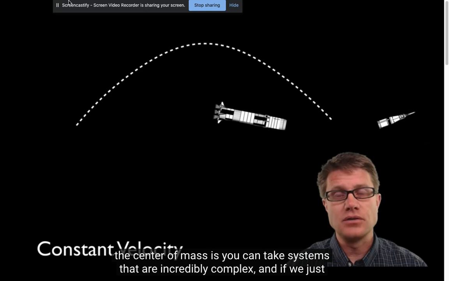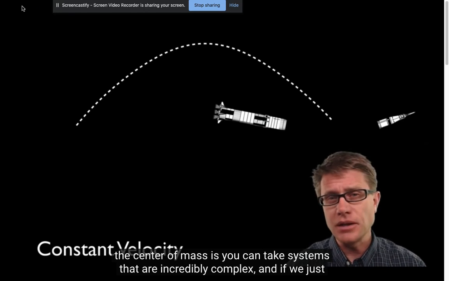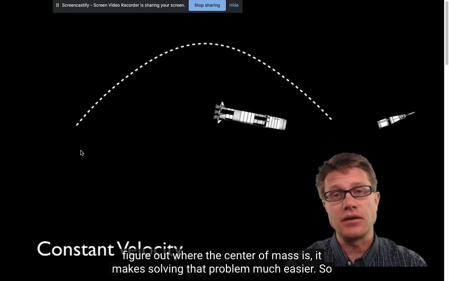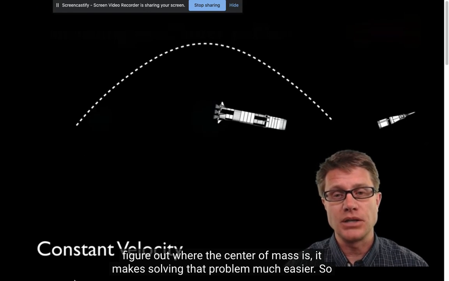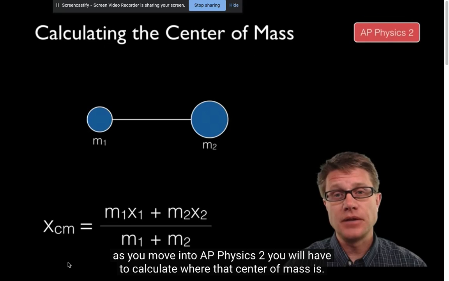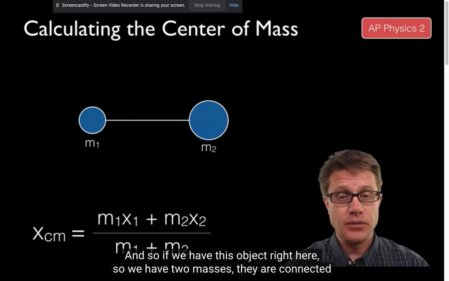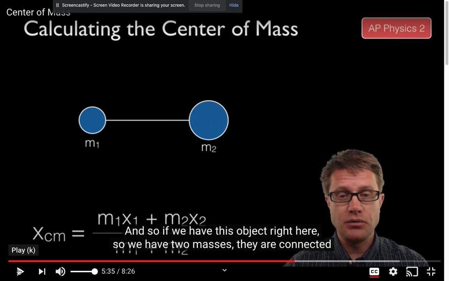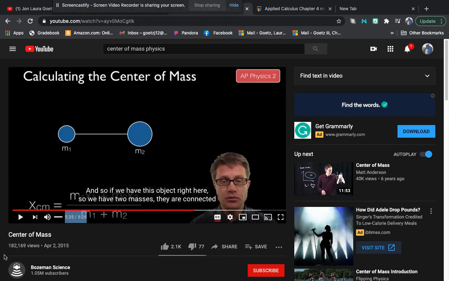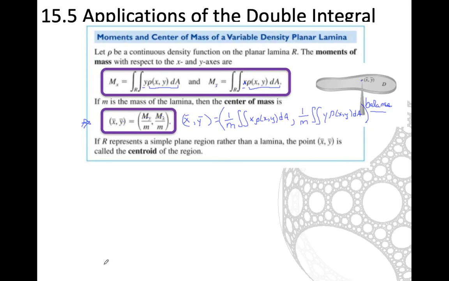And so what's neat about the center of mass is you can take systems that are incredibly complex, and if we just figure out where the center of mass is, it makes solving that problem much easier. So as you move into AP Physics 2, you'll have to calculate where that center of mass is. And so if we have this object right here, we're not going to go into more physics, but this is what we're doing. We're finding that center of mass.